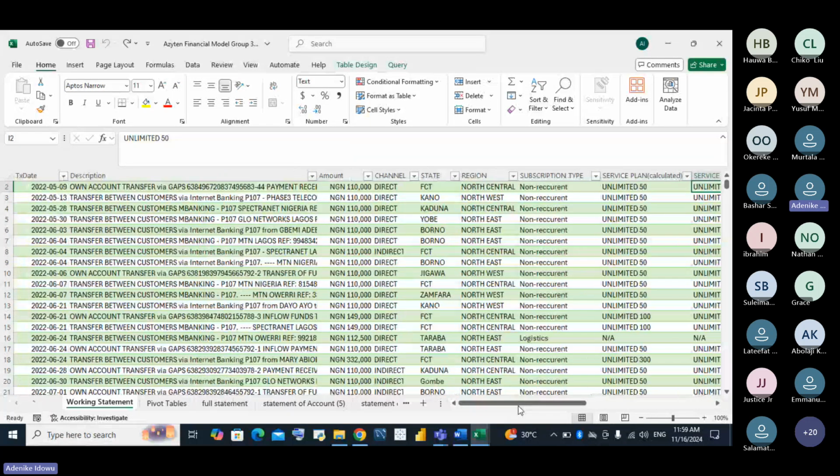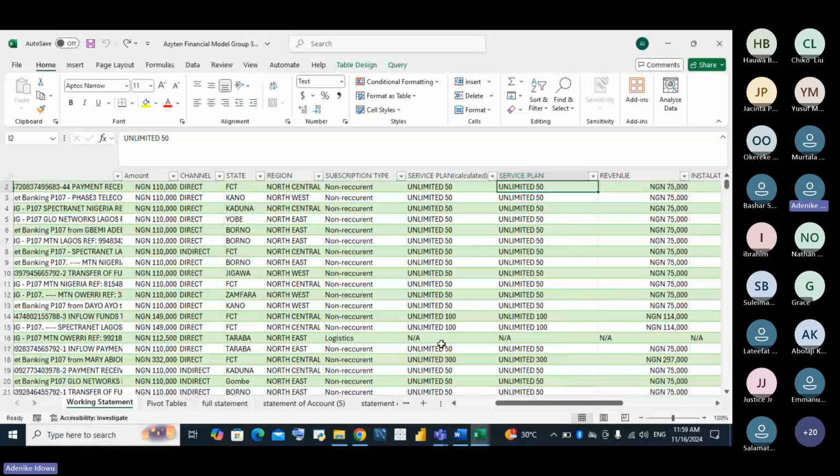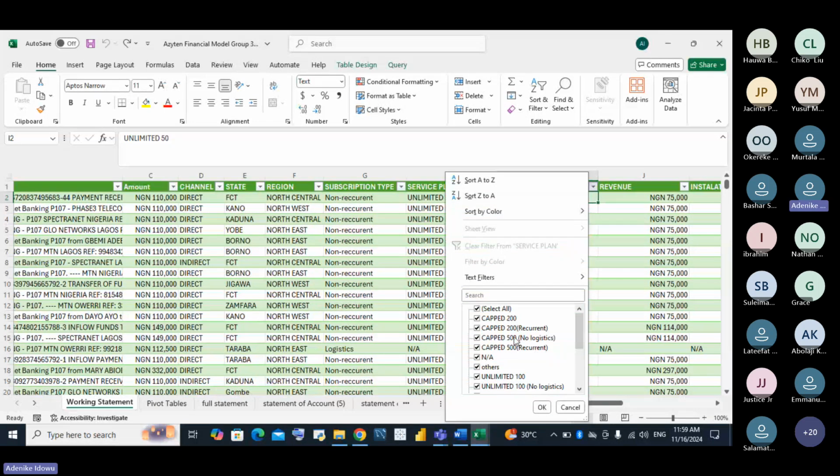Now from the service plan, by the time we distributed everything to the unlimited 50, unlimited 300, we have these products represented. And we put recurrent to those that are recurrent. The ones that do not have anything tagged to them are the non-recurrent. The ones we marked no logistics are on the indirect sheet and do not have installation costs. So we put no logistics to identify them.